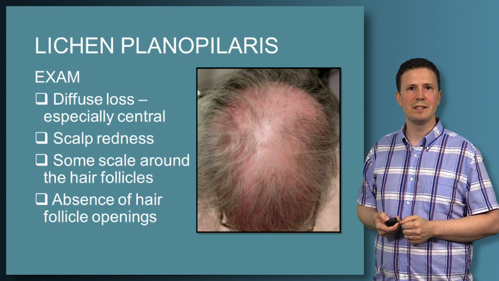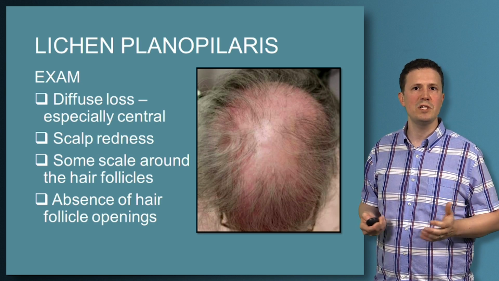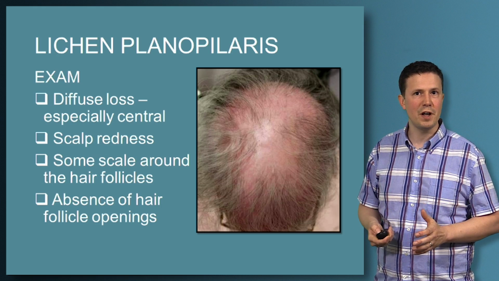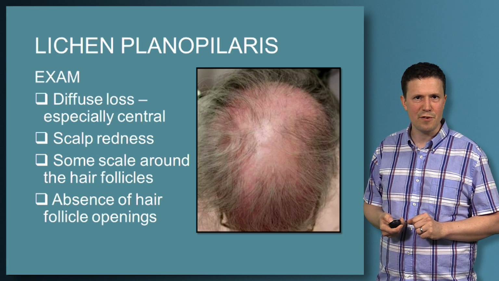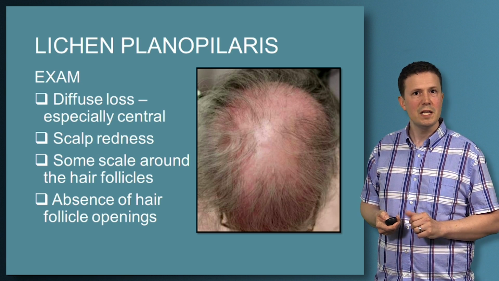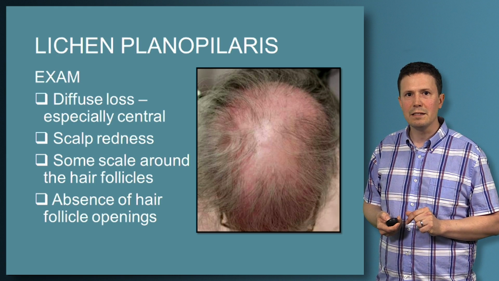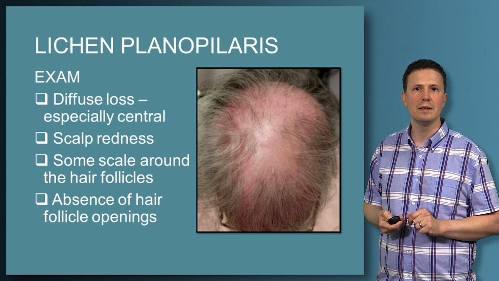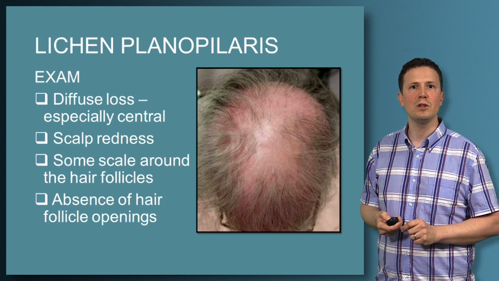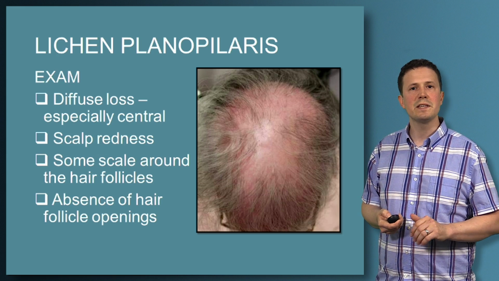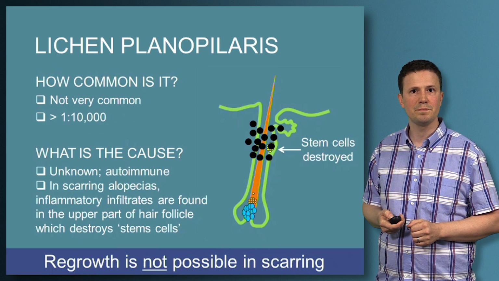Lichen planopilaris, what do we see on exam? Well, when you look at the scalp, you see that there is diffuse hair loss. There may be hair loss from the front, from the middle, from the back, from the sides, but in lichen planopilaris, the center of the scalp is often affected. The scalp is often red, and when you look up close, you may see white scales around the hair follicles as well. But as we said in previous slides, when you look up close, these hair follicle openings are gone, and the scalp appears very smooth, like the skating rink analogy that I used previously.